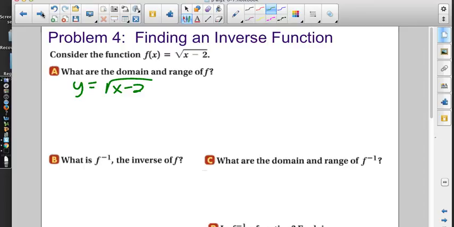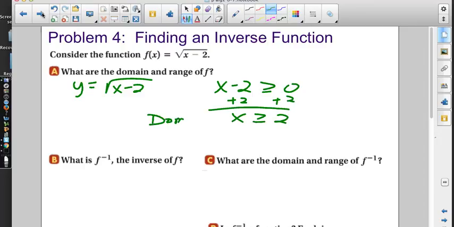If we want to stay in the real number system, remember, this cannot be negative underneath here. So if it can't be negative, then it has to be greater than or equal to 0, because it could be 0. The square root of 0 is 0. It could be something positive. We can always find those square roots. But as soon as we get a negative under there, then we're talking about imaginary numbers. So I'm going to solve this little bugger just by adding 2 to both sides. And there's my domain, right there. My x's have to be greater than or equal to 2.